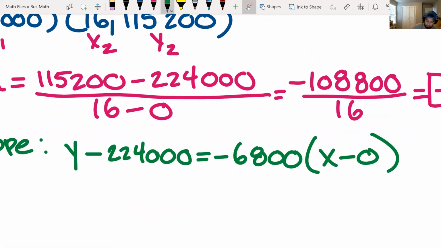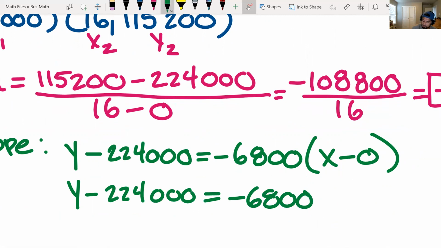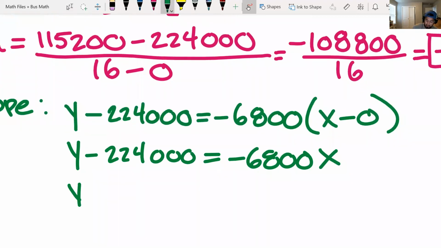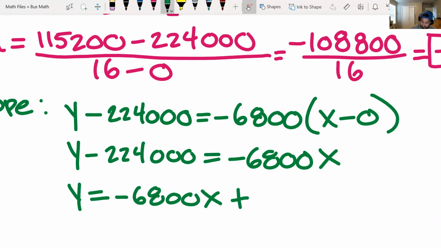Okay, clean it up. Y minus 224,000 equal to negative 6,800X, because 6,800 times 0 is 0, right? Add the 224,000 over, and we'll get Y equals negative 6,800X. Well, we'll change it. This is supposed to be in terms of T, but I'll change it on the next line. Plus 224,000.